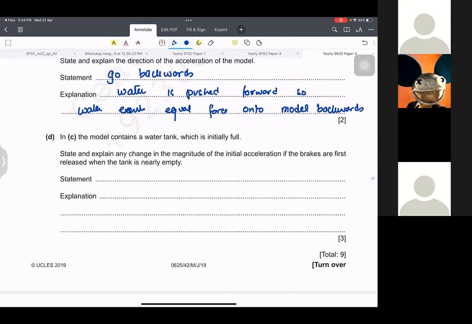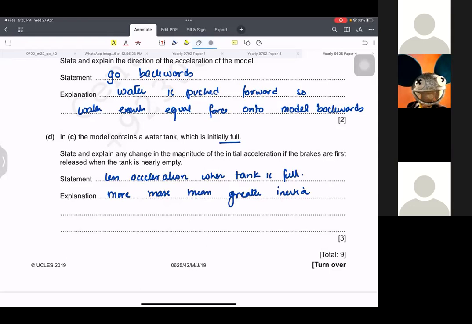Okay. The model contains a water tank, which is initially full. State and explain any change in the magnitude of acceleration when the brakes are first released and when the tank is empty. Okay. So first of all, I would like to tell you that there will be less acceleration when the tank is full. The reason behind this is that more mass means greater inertia. All right. So inertia is basically the resistance to change of motion.